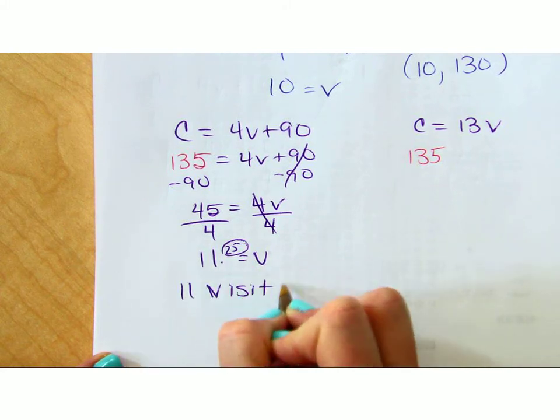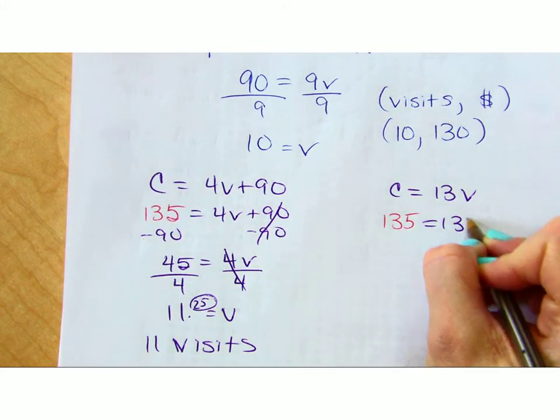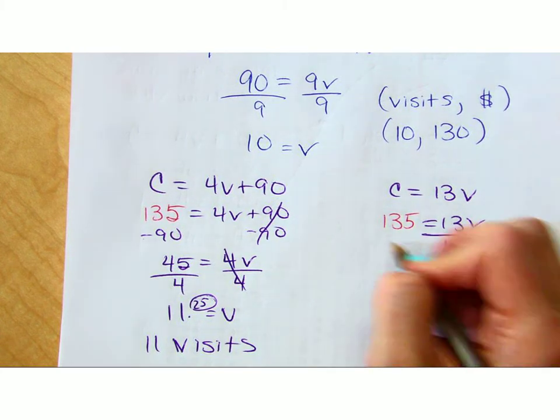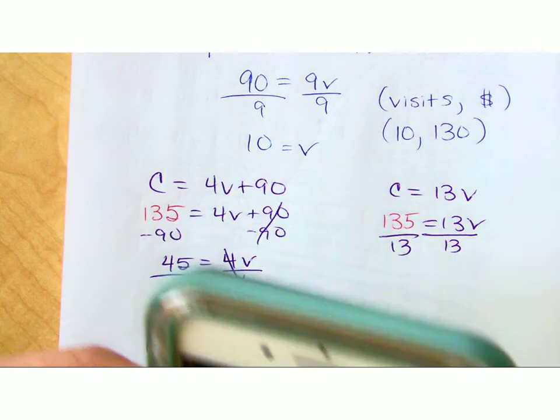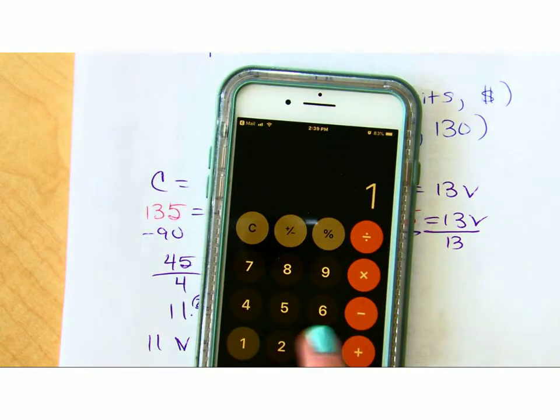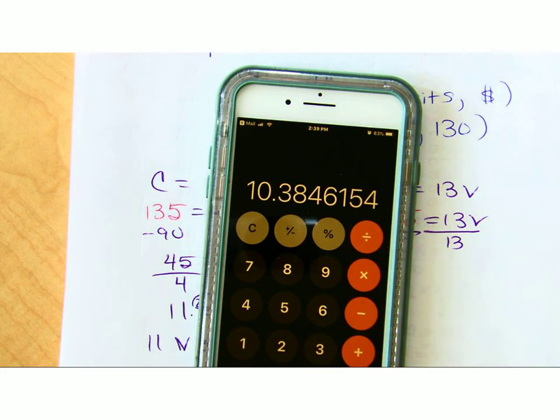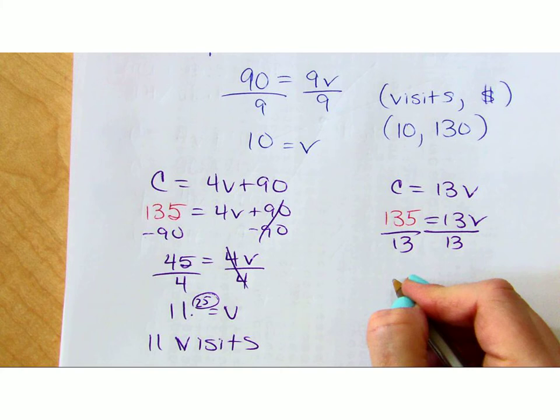If I divide this by 13, look what pops up on my calculator. 10.38. Can I go 0.3 of a visit? So how many visits can I really go with option 2?